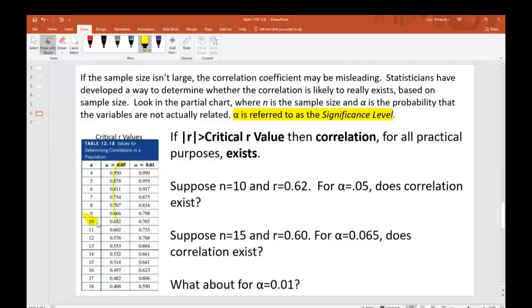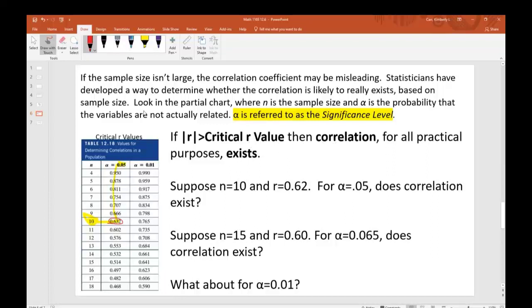So you're going to go down this column and over, and we're going to connect right there. The critical value then is 0.632. Now, we want to use that critical value, and what I have here in bold is an important key point for you to remember when you're doing your homework. If the absolute value of r is greater than the critical r value, then you'll say correlation exists.